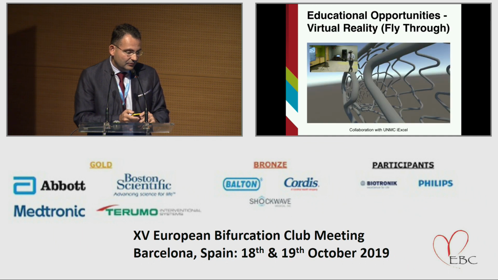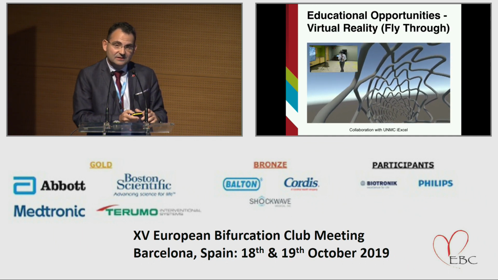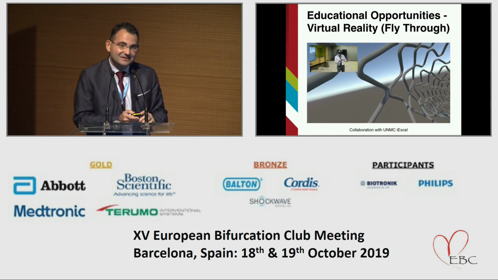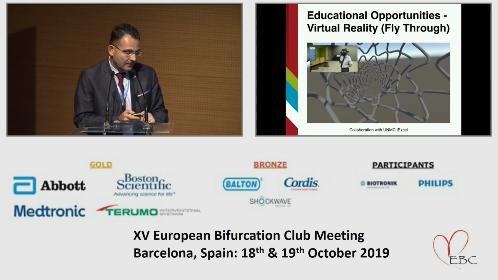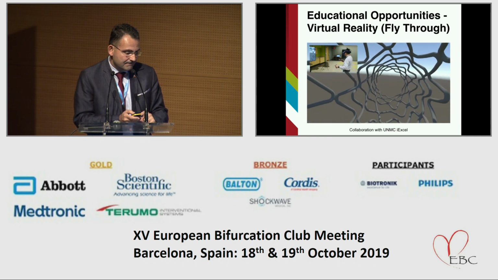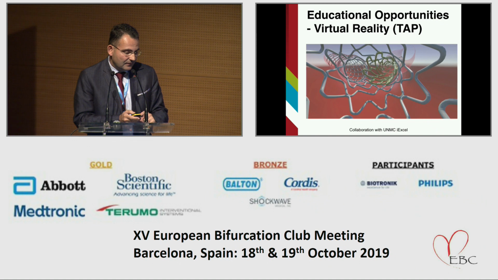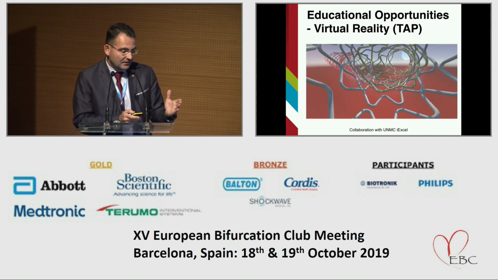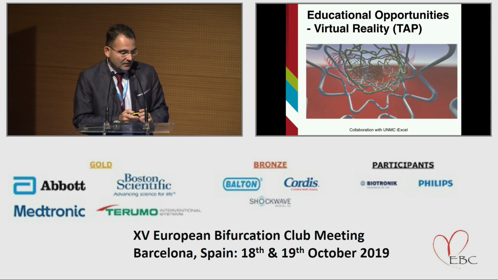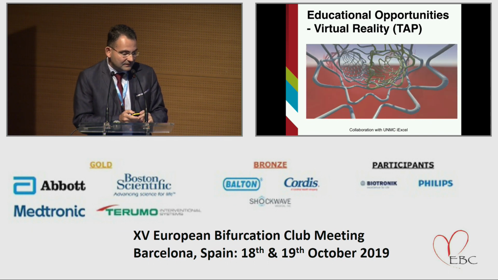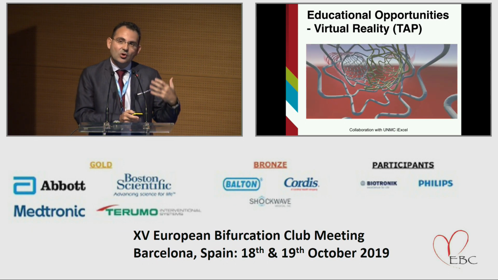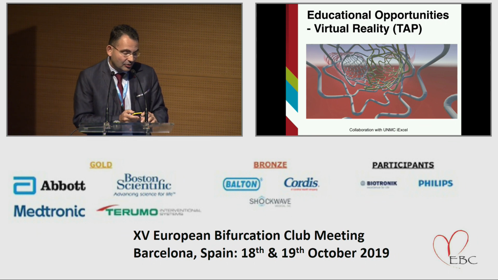Also, we have the opportunity to fly through. This is a computational stenting approach. We can very easily fly through, see how the stents behave. This is another fly through. This is a TAP. You see the deployment of the side branch stent, and now you see the kissing balloon, how it restores the neocarina here. So we can experiment in a very cost and time-effective way and learn and improve potentially our knowledge and potentially our outcomes.